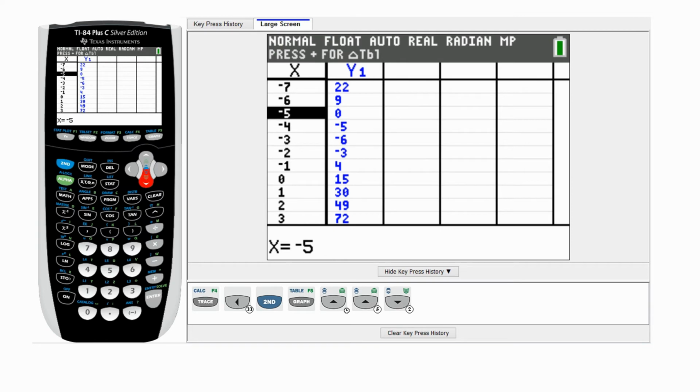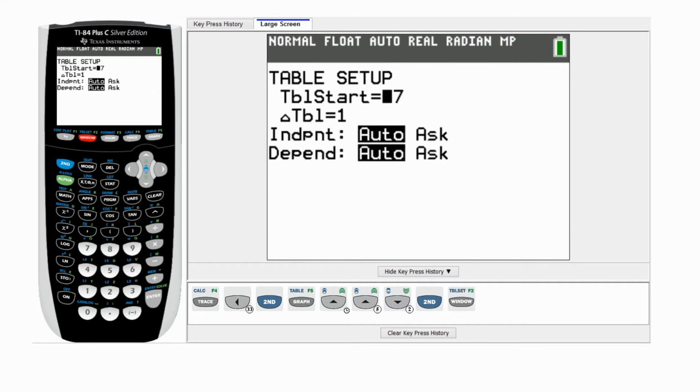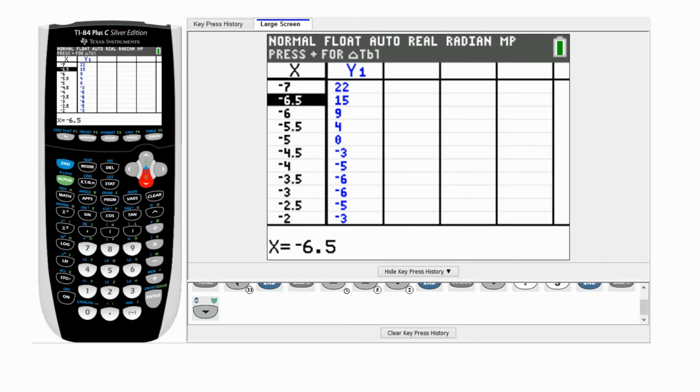So I have x is negative 5 when y1 is 0. And because of the way the table is set up, I can't see my other x-intercept. Second window allows me to set my table. I'm going to leave the table start at negative 7 because that was in the area we needed. I'm going to set the TBL from 1 to 0.5. Then second table, I arrow down.